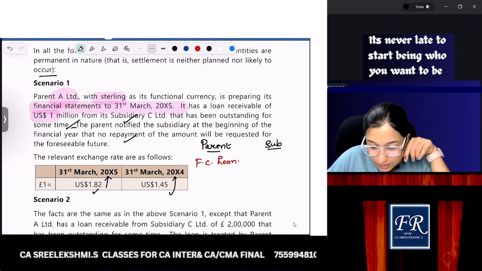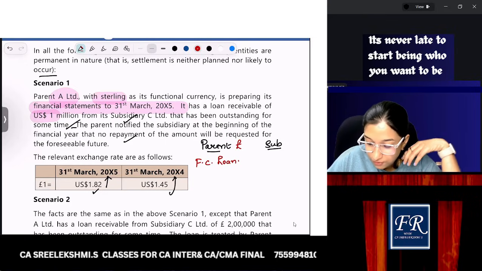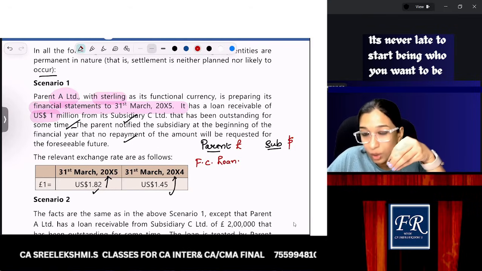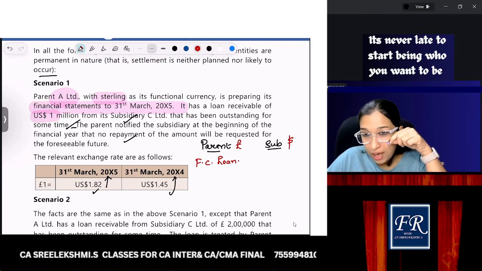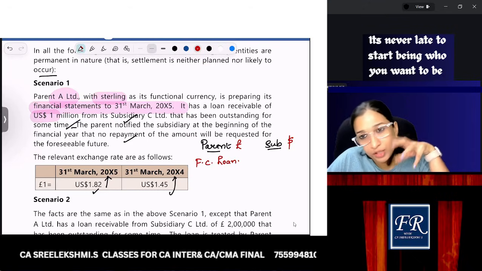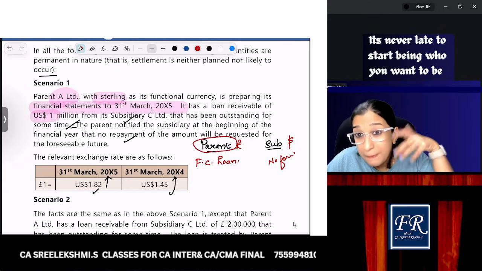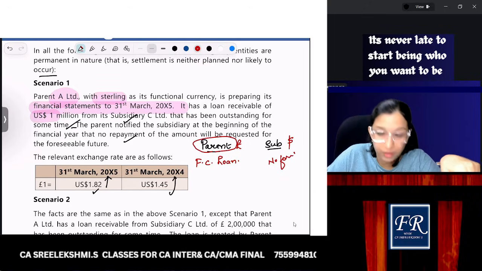But because parent's functional currency is pound and subsidiary's functional currency is dollars, the parent has given the loan in dollars and the subsidiary has received it in dollars. So there is no foreign currency fluctuation in the books of the subsidiary. But there will be a foreign currency fluctuation effect in the books of the parent. Yes or no? Because the parent's currency is pound.